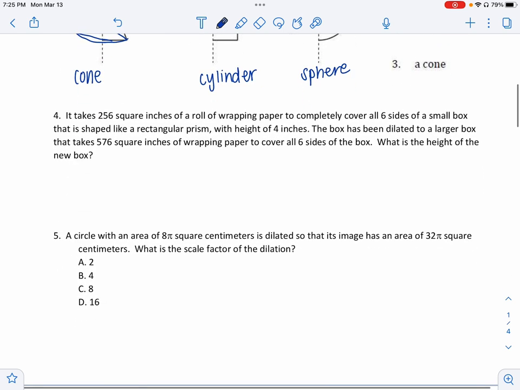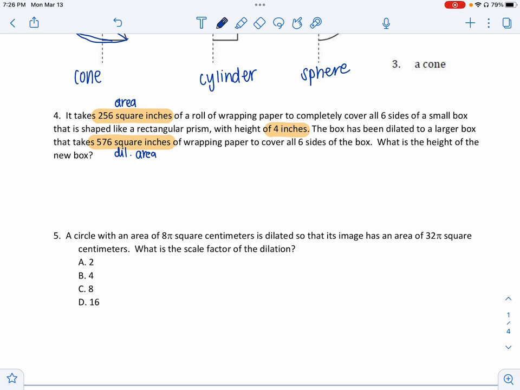It takes 256 square inches of a roll of wrapping paper to completely cover all 6 sides of a small box that is shaped like a rectangular prism with a height of 4 inches. So a couple important things. 256 square inches. Since it says square inches, we can see that that's an area or a surface area. 4 inches, that's our height. The box has been dilated to a larger box that takes 576 square inches of wrapping paper. So this is the dilated area to cover the 6 sides of the box. What is the new height?